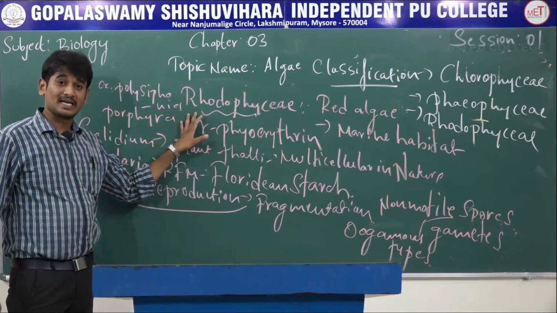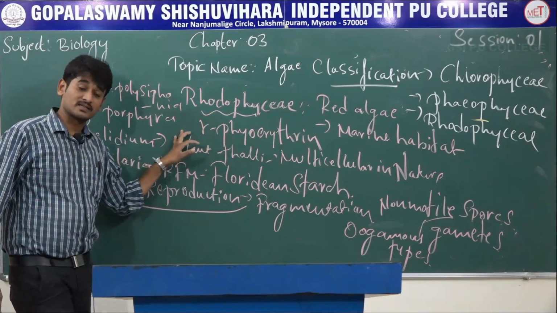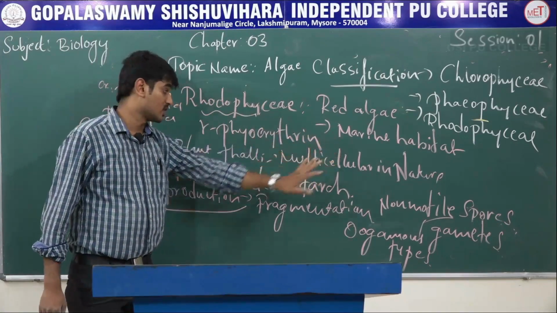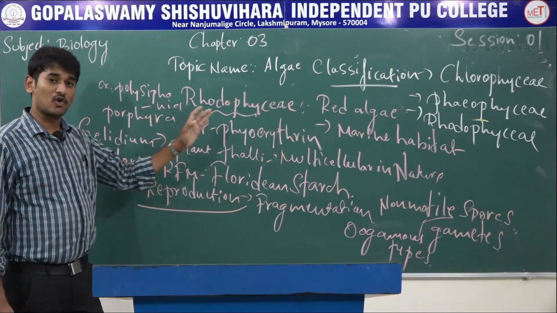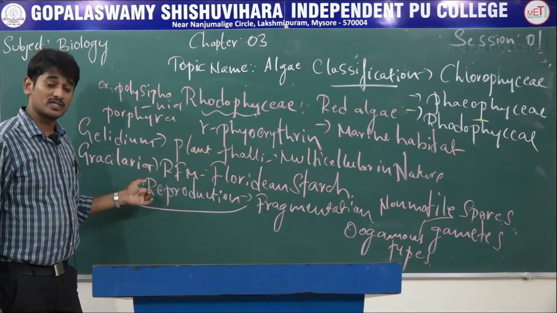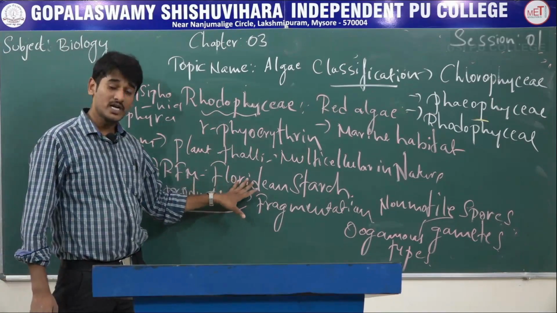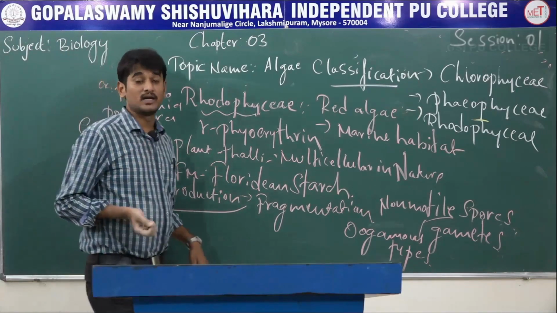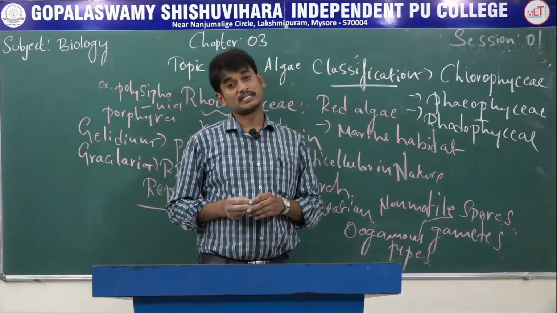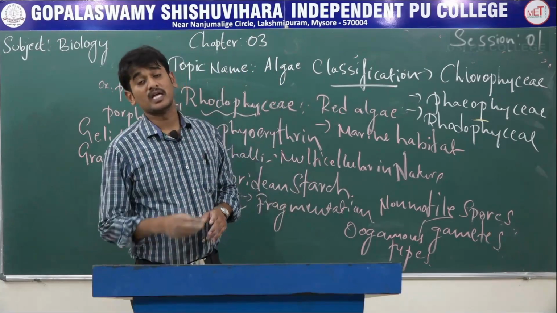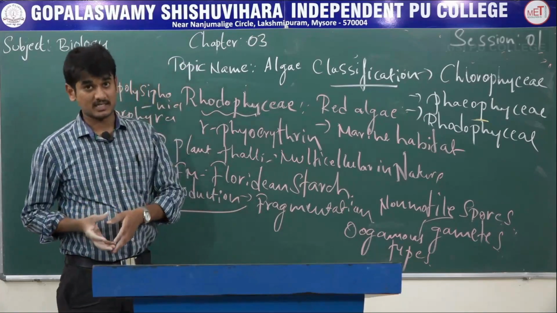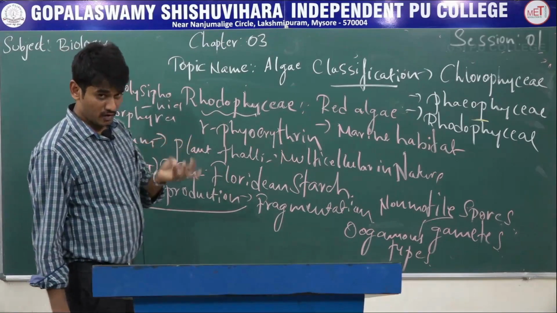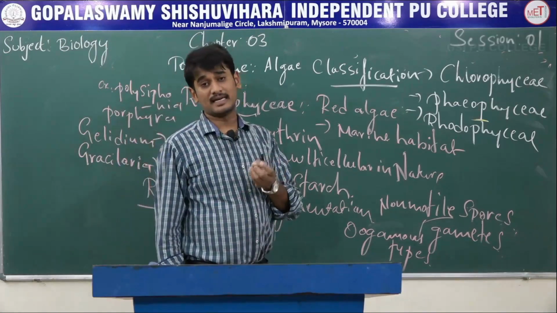Okay, so Rhodophyceae is commonly called red algae because of the presence of the pigment phycoerythrin. The algal members show a marine habitat, and the thallus is multicellular. The reserve food material is Floridean starch. Reproduction is vegetative by fragmentation, asexual by non-motile spores, and sexual by non-motile gametes, oogamous type. Examples: Polysiphonia, Porphyra, Gracilaria, Gelidium.